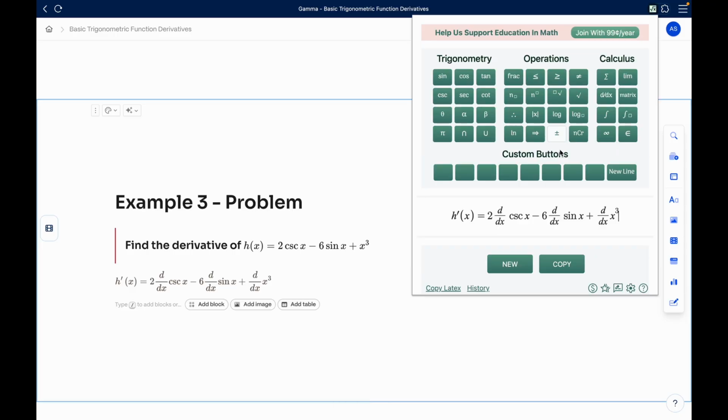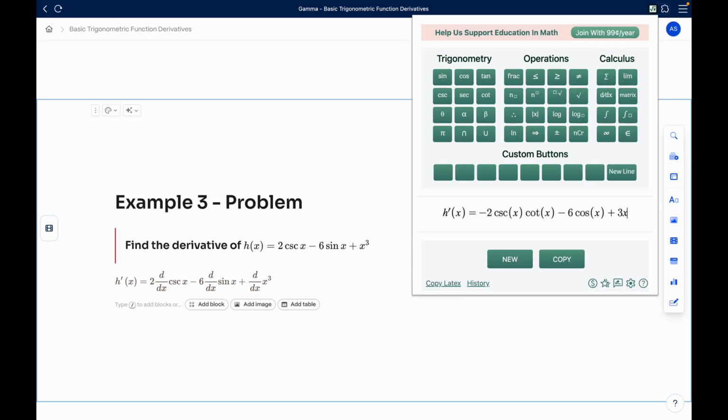The next thing that we're going to do is finally evaluate it. So d by dx of cosecant of x is negative cosecant of x cotangent of x, and since there's a negative, it was positive earlier. Now d by dx of sine of x is equal to cosine of x, which was covered in the formulas above, but there was nothing special about that, no negatives, so it stays as negative 6. And according to the power rule, the derivative of x cubed is 3x squared.